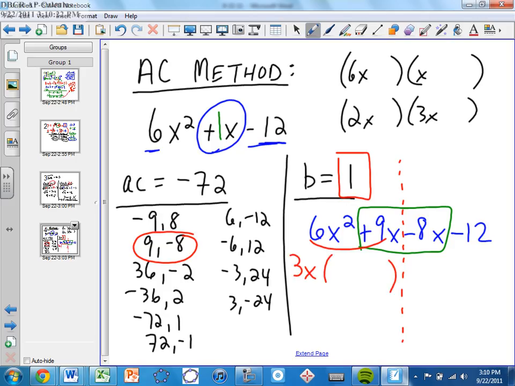Factor that out and write what remains over. So we'll have a 2x plus 3. How do I know it's 2x plus 3? If I distribute this back out, I'll get back up here.